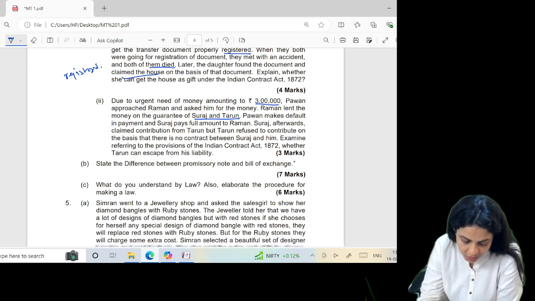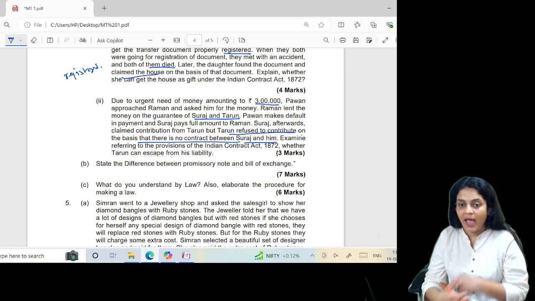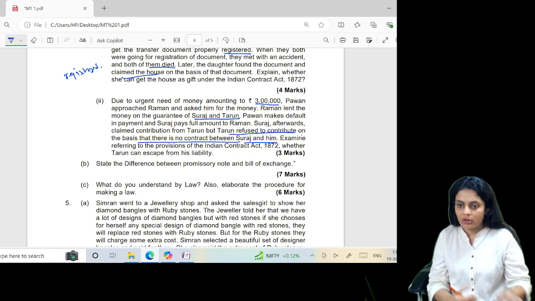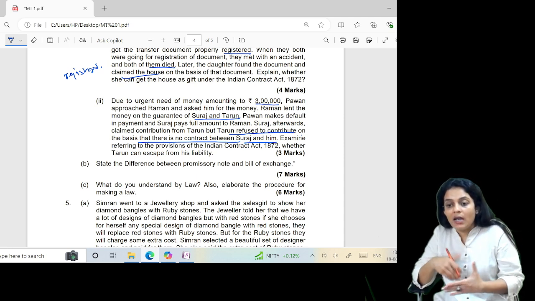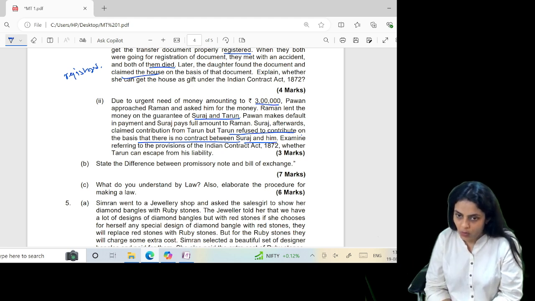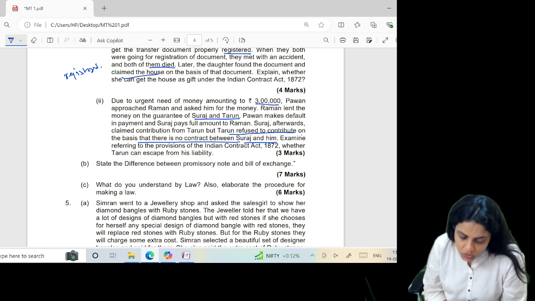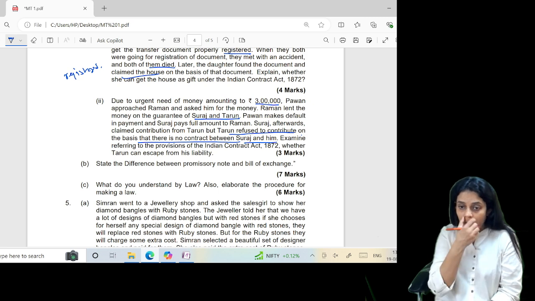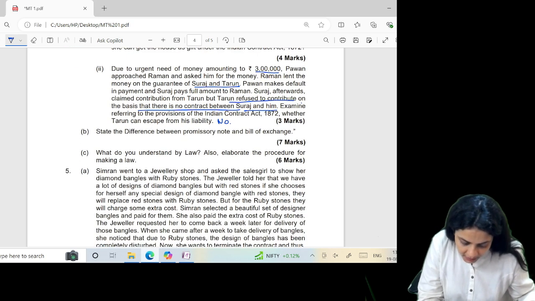Suraj afterwards claimed contribution from Tarun, but Tarun refused to contribute on the basis that there is no contract between Suraj and him. As far as the co-sureties are concerned, when they have made a promise to contribute in any amount, then in that case they are liable to contribute their share, irrespective of whether there is a contract between them or not. Here, as between Suraj and Tarun, even if there is no contract, Tarun is still liable to contribute his share to Suraj. So, can he escape his liability? No.